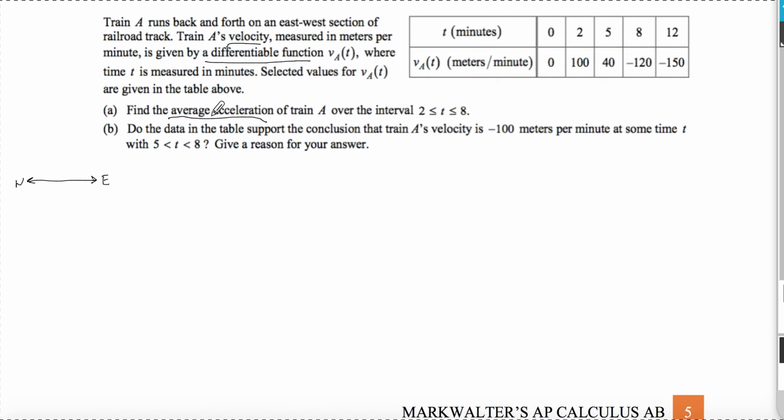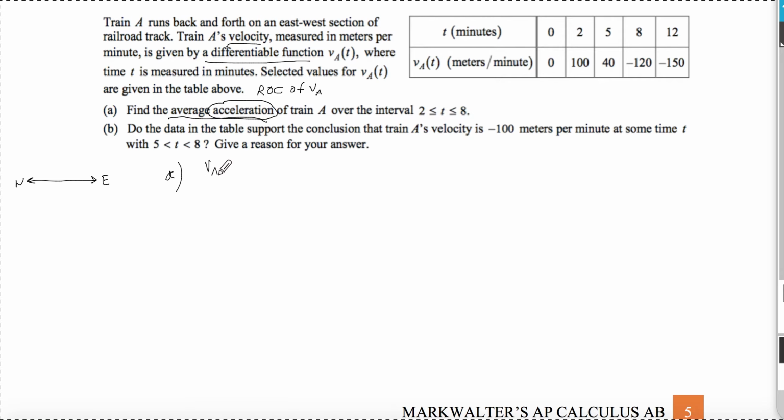So we got some hints in here. We want something about acceleration. We are given velocity. Acceleration is the rate of change of velocity. So we're going to need something to do with the slope or derivative, right? So the average rate of change of velocity, this sounds like an average rate of change. That's the slope of a secant line.